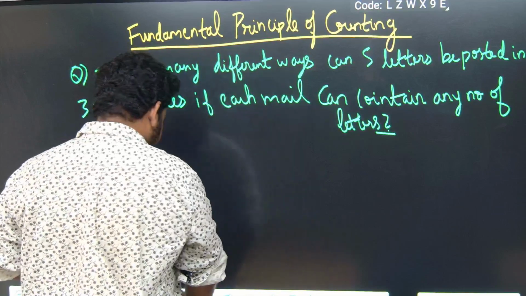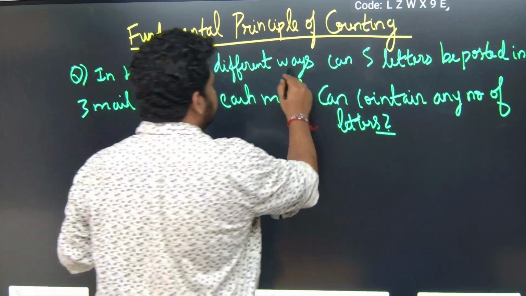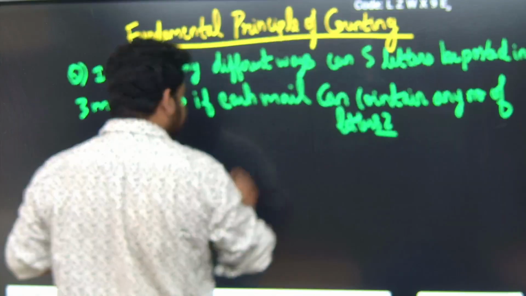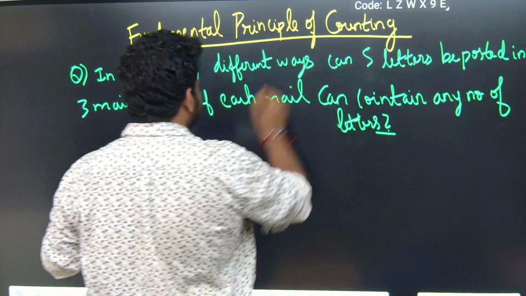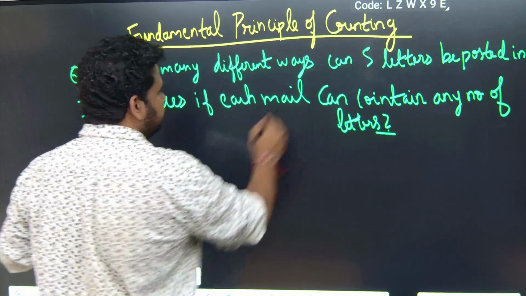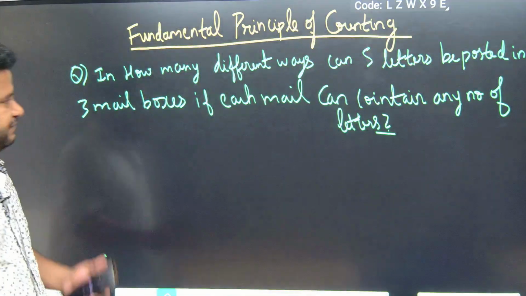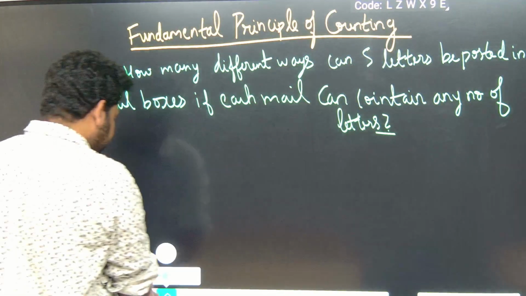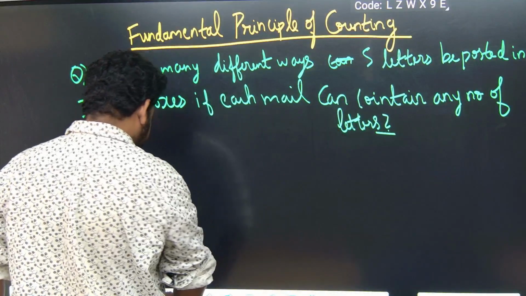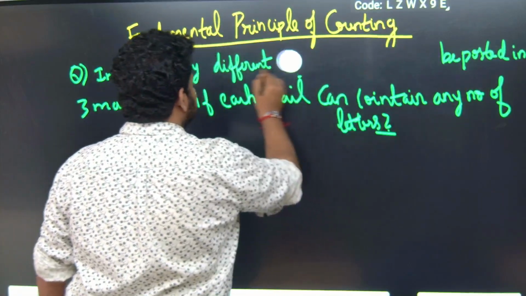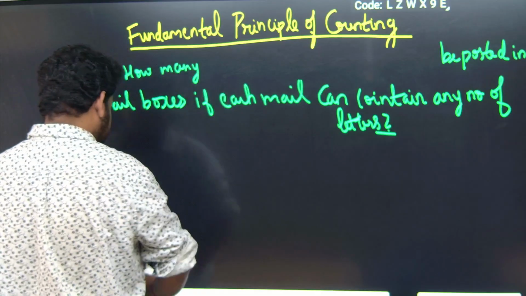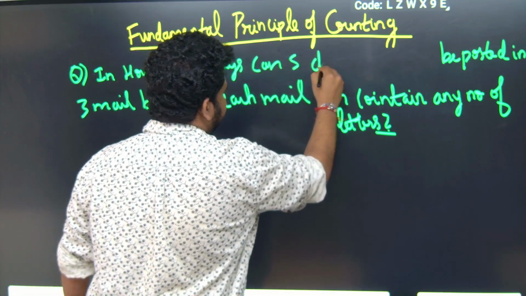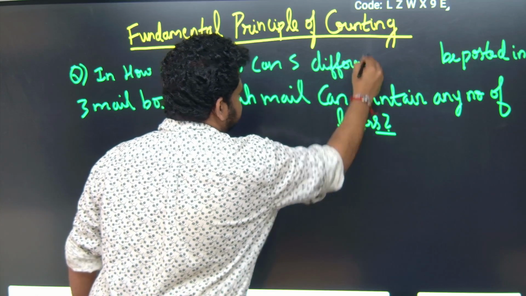Let me rewrite this: in how many ways can 5 different letters be posted in 3 mailboxes?